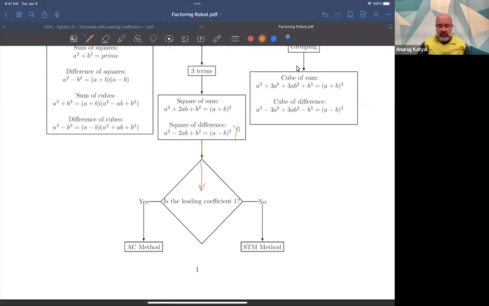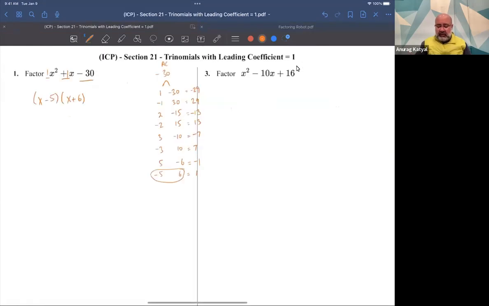Is the leading coefficient 1? Yes. Okay, do the AC method. Is the leading coefficient 1 here? Sure is. So the AC method means we multiply 1 or A and C, which is 1 and 16. Then we find factors of 16. So we start at 1 times 16. We account for the negatives at the same time, -1 times -16. Then 2 goes into 16 8 times, -2, -8. 3 is not a factor of 16, 4 works, so 4 times 4, -4 times -4.